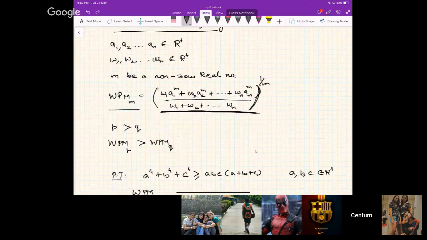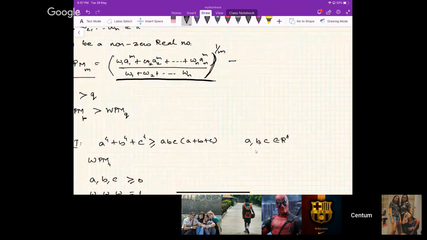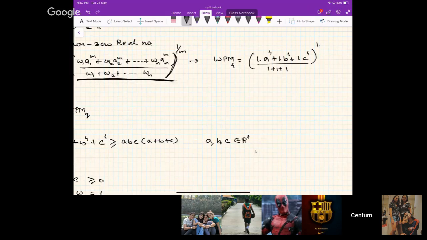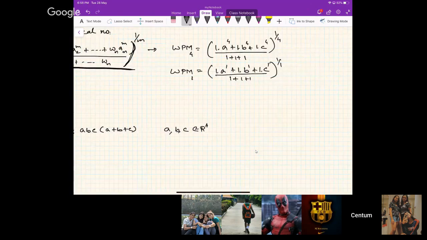Okay, so now see here. If I put all these values, WPM4 will be nothing but 1 times a to the power 4 plus 1 times b to the power 4 plus 1 times c to the power 4, divided by 1 plus 1 plus 1, and whole to the power 1 upon 4. This is WPM4, correct? Now what will be WPM1? WPM1 will be 1 times a to the power 1 plus 1 times b to the power 1 plus 1 times c to the power 1, divided by 1 plus 1 plus 1, whole to the power 1 upon 1. Isn't it? Now, by the inequality which we just learned, since 4 is greater than 1, WPM4 will be greater than WPM1.